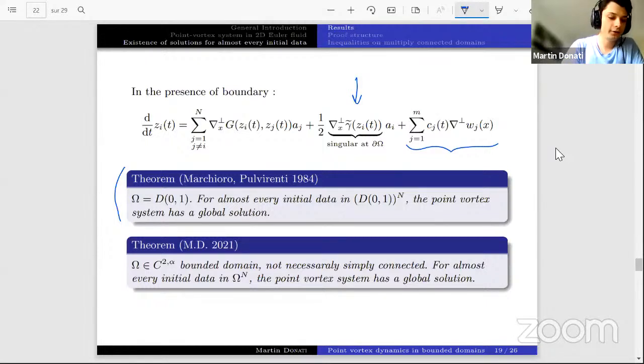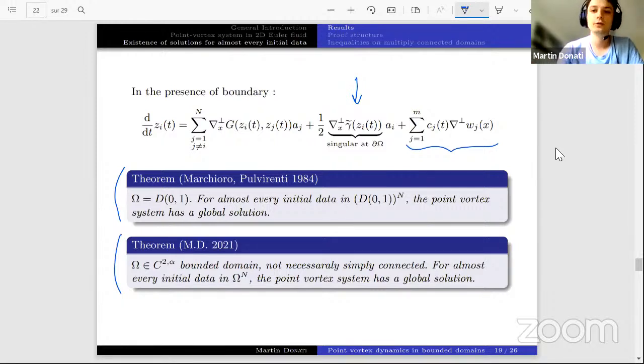So what I worked on and proved is that this theorem is also true if you take Omega, a bounded domain, not necessarily simply connected, that is smooth enough. We say the boundary should be C^{2,alpha} for some alpha. If you take this domain, the point vortex dynamic also has a solution for almost every initial data. So the proofs of those theorems are very connected. It's really an extension of the theorem of Marchioro and Pulvirenti.